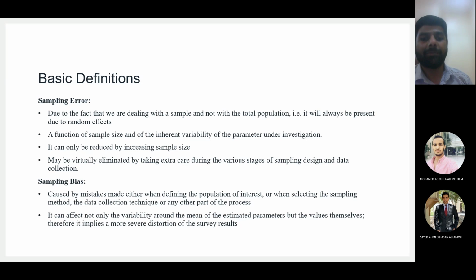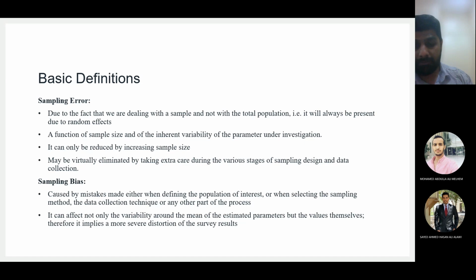Now, there's a difference between sampling bias and sampling error. Sampling error means the difference between the actual value and the value of the sample. Sampling bias means that your sample is not representing the population properly. Okay, so that is sampling bias.